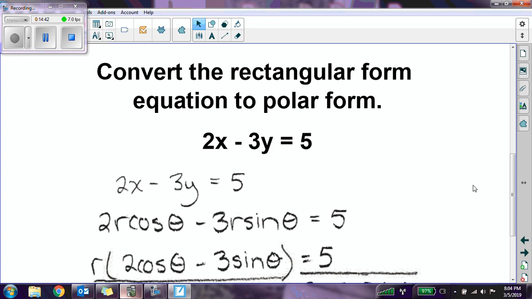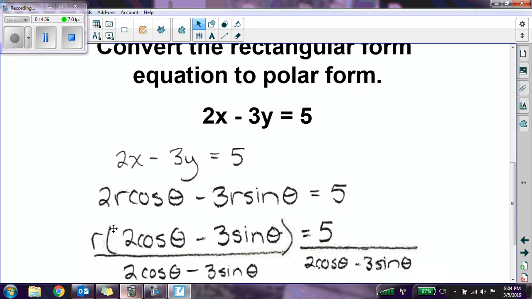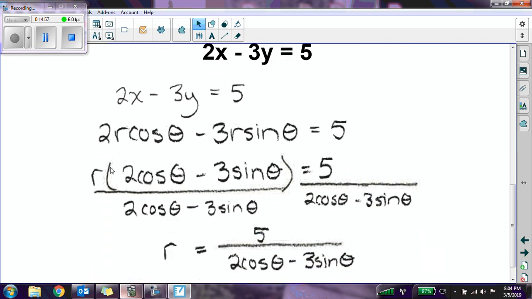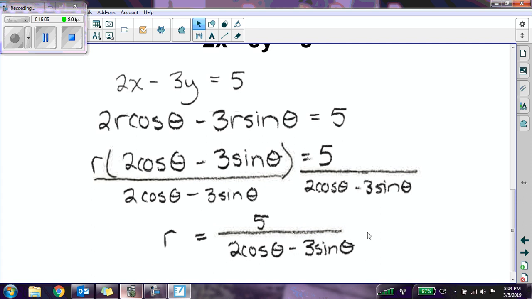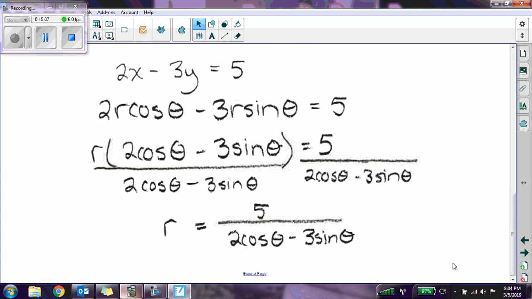To go through this one, notice this has x and y in it already. There were no x squareds or anything like that. So we can just go through and plug in r cosine theta for x, and for y, r sine of theta. And again, if I factor out an r here, getting r by itself is as simple as dividing both sides by 2 cosine of theta minus 3 sine of theta. And in this case, we end up with your final solution.